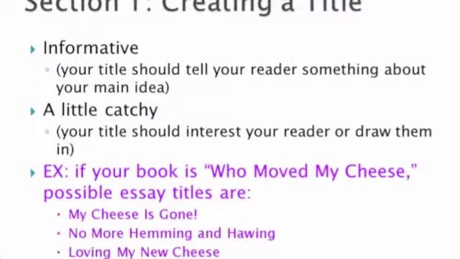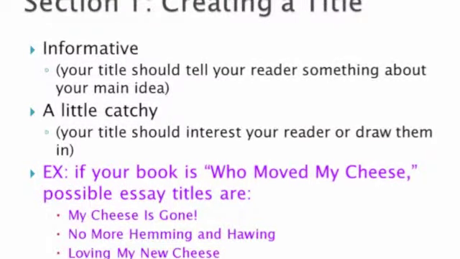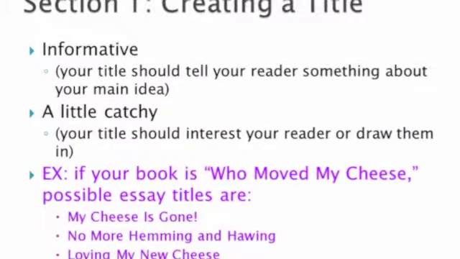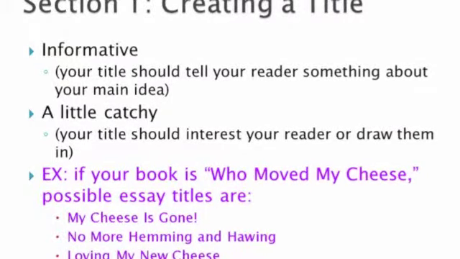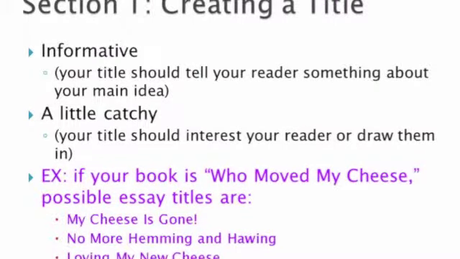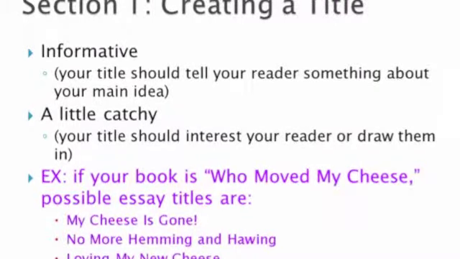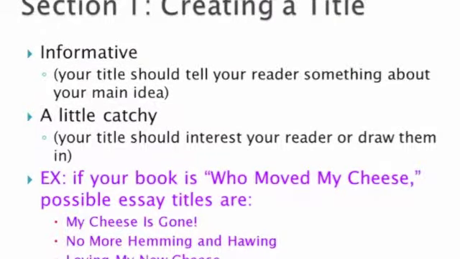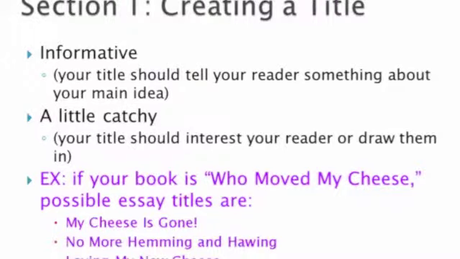Remember, for the portfolio project essay, you may not use the title of the book that you read as the title of your essay. It needs to be a title you have created. It's a good idea to put a couple of possible alternate titles in the outline, unless you already have your heart set on one in particular.